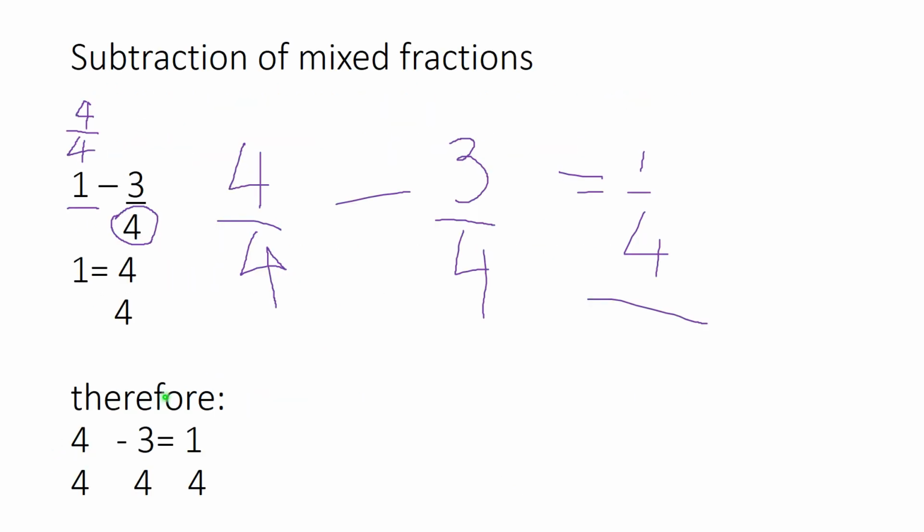Subtraction of mixed fractions. Our first example is a whole number and a proper fraction. So what do we do? Consider the denominator of the proper fraction. Our denominator is 4, which means 1 is equal to a fraction out of 4, in this case, 4 over 4. So we substitute 1 with 4 over 4, and we write our question as 4 over 4 minus 3 over 4, which is equal to 1 over 4.